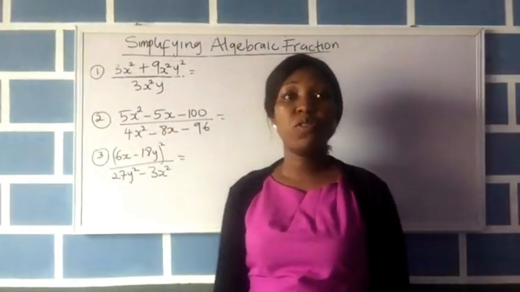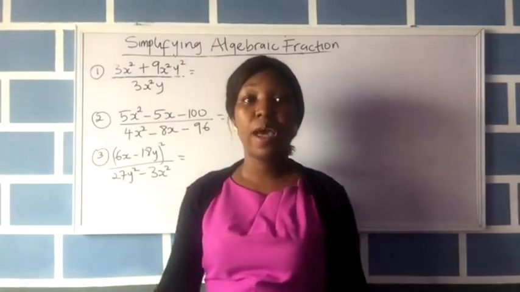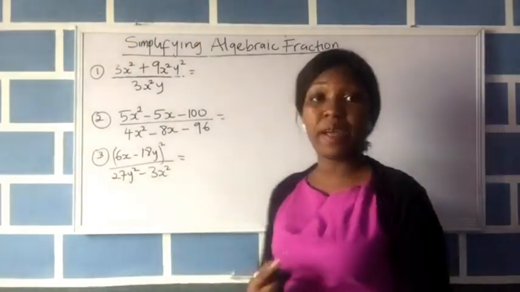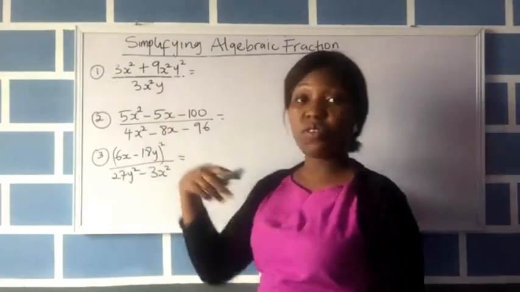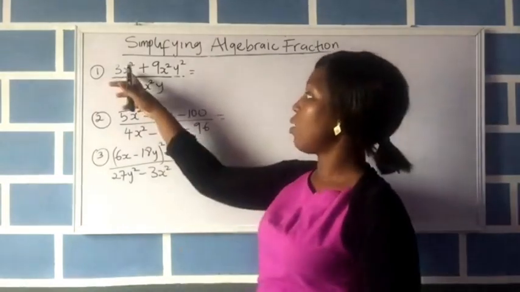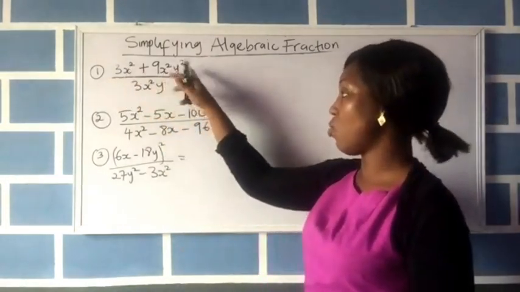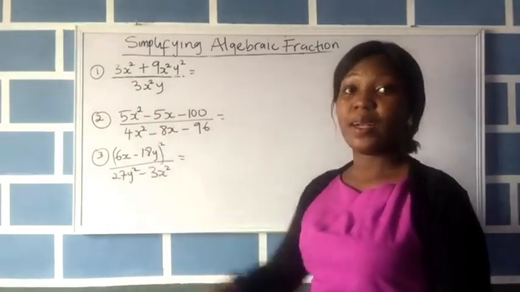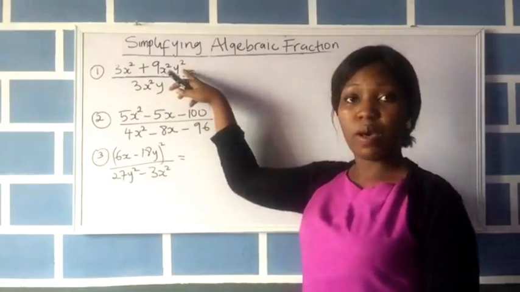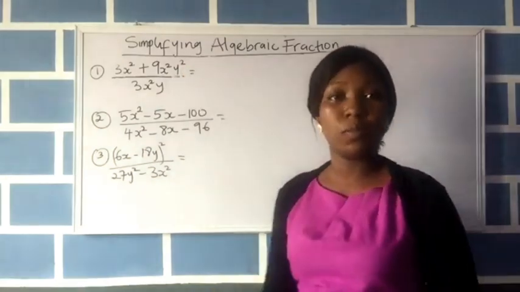In this video, I'll explain algebraic fractions. I have three examples which I'm going to explain today. The first question here is 3x squared plus 9x squared y squared divided by 3x squared y. This is my numerator, and the down part here is my denominator.